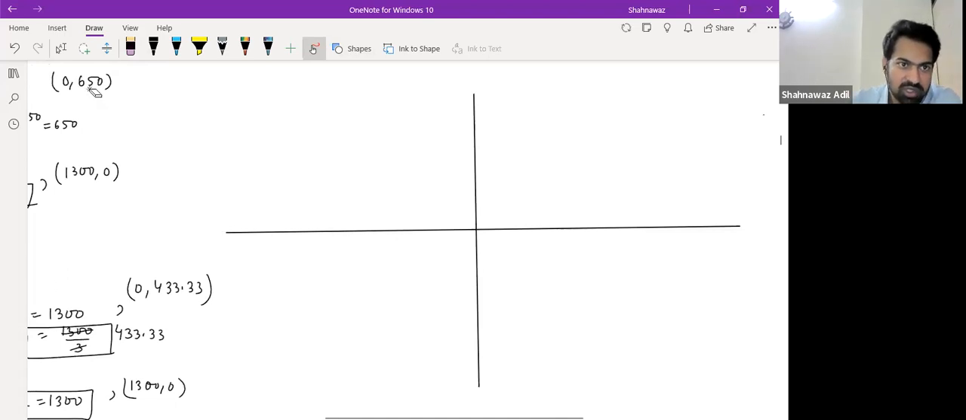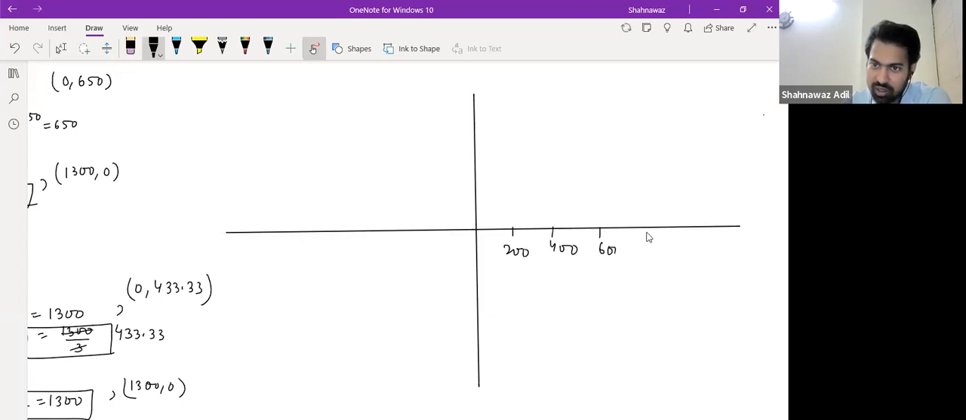So 0, 650, 1300, this one. Let us keep the division at 200. So this is 200, 400, 600, 800, 1000, 1200, and 1400. In minus, we don't have any numbers.